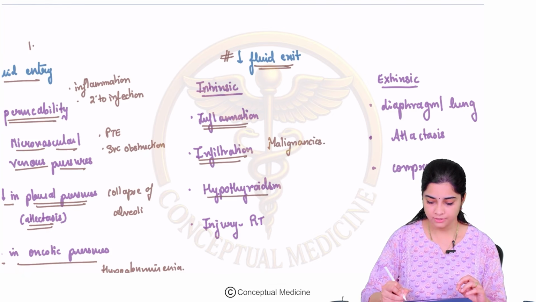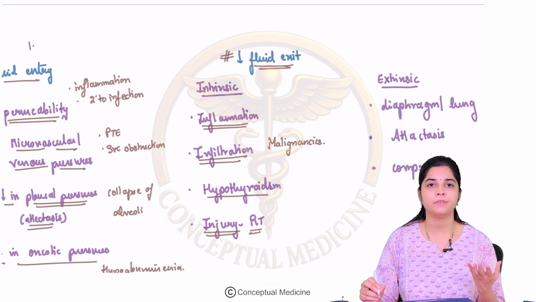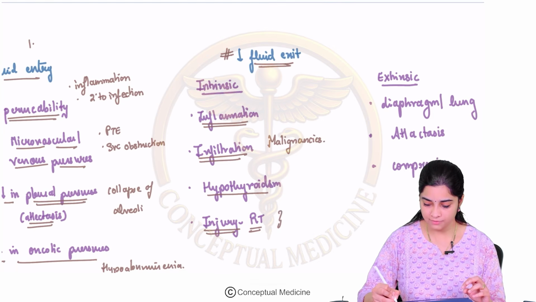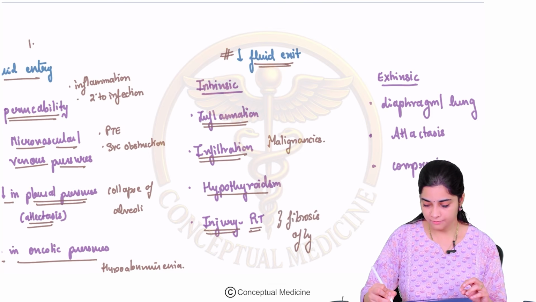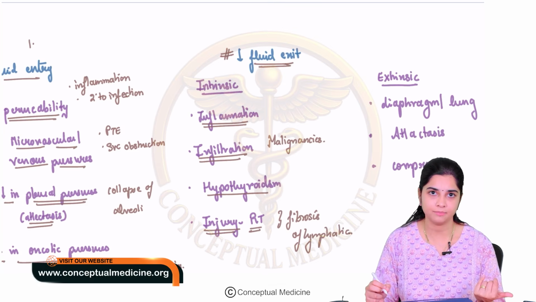Then hypothyroidism or injury to the pleura such as chest radiotherapy, which you receive during a thyroid cancer or breast cancer, can all cause fibrosis of the lymphatics. So there is fibrosis of the lymphatics and there can be obstruction to the lymphatic flow and hence accumulation of fluid within the pleural cavity.